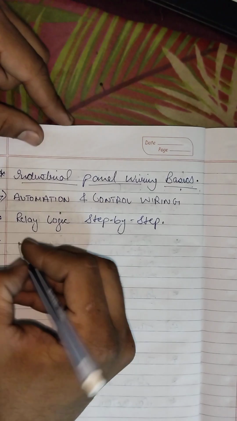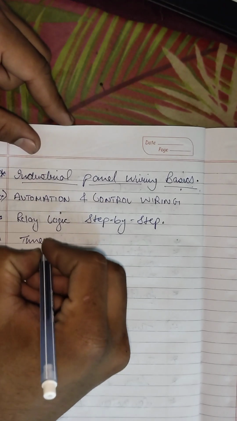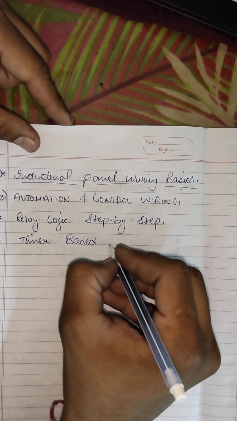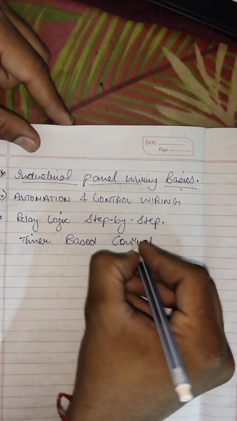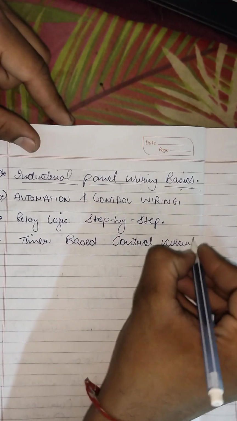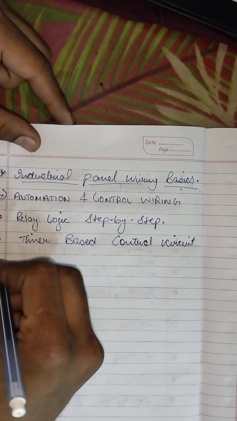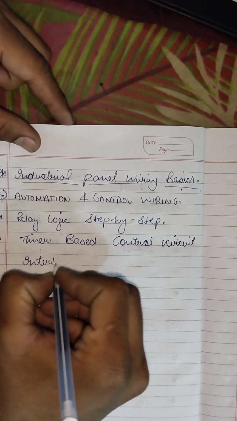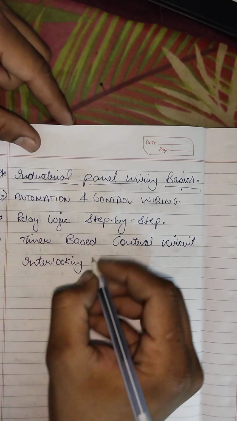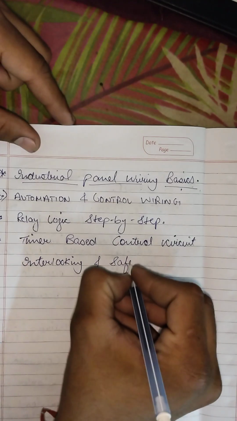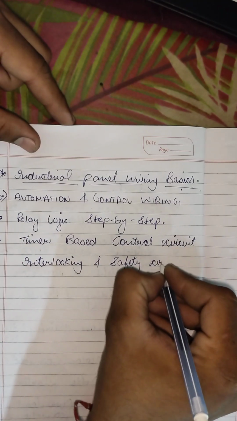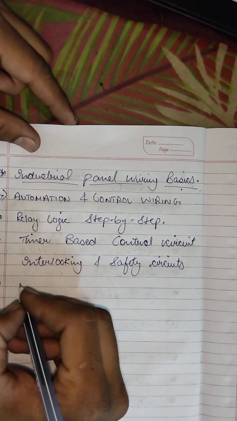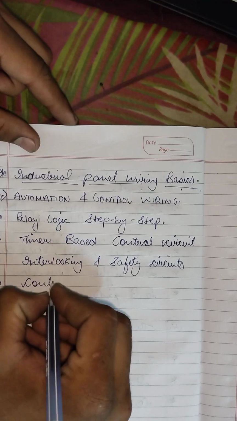Second is timer based control circuit. Number three, interlocking and safety circuit. And then control panel.